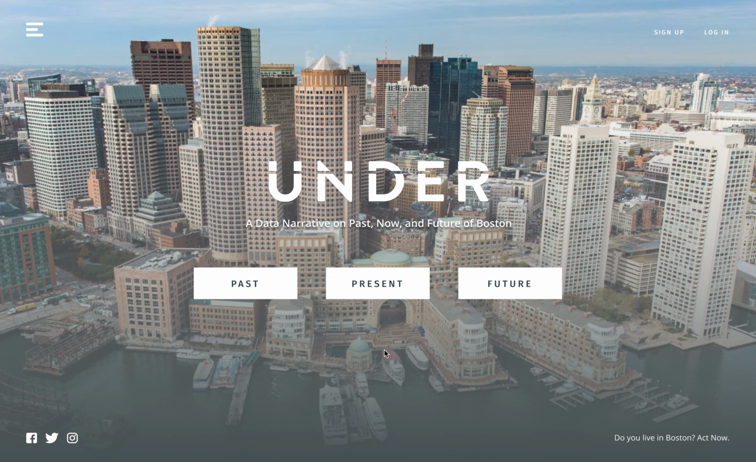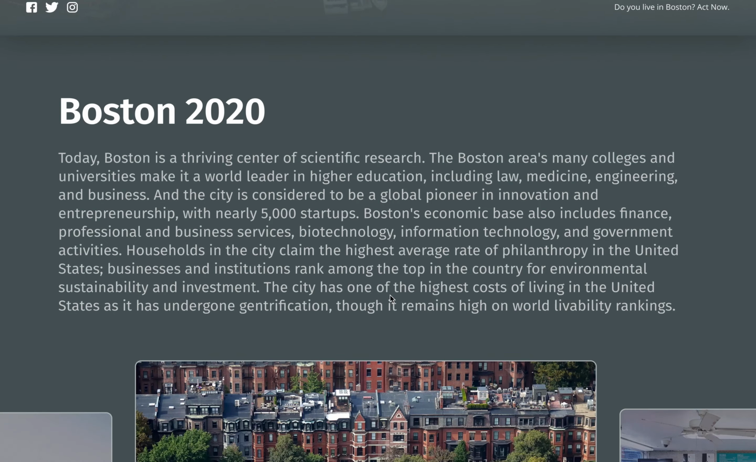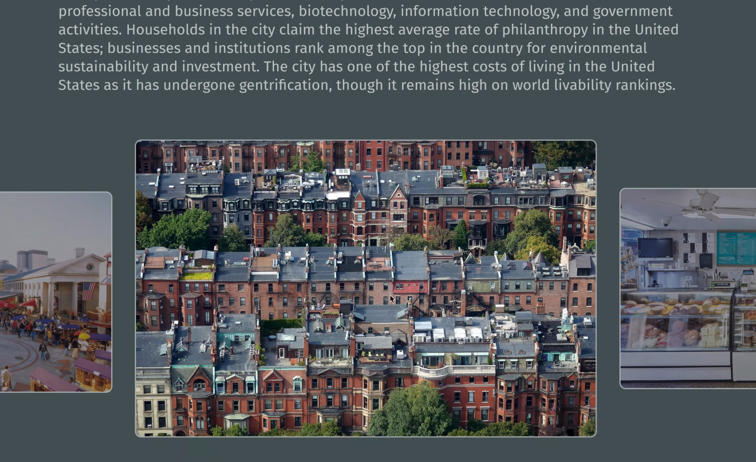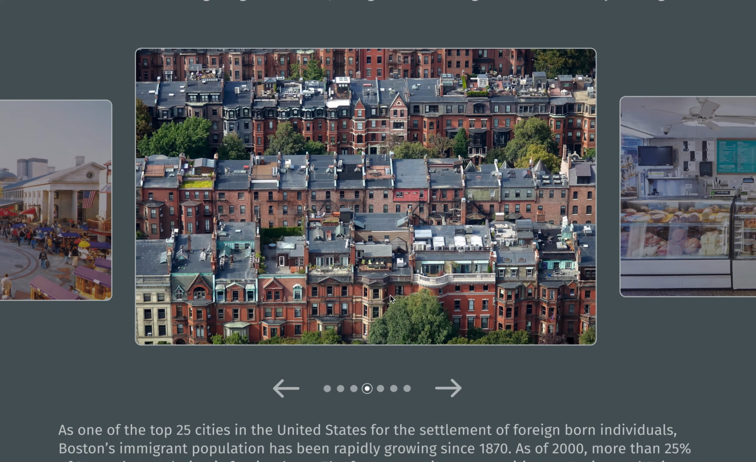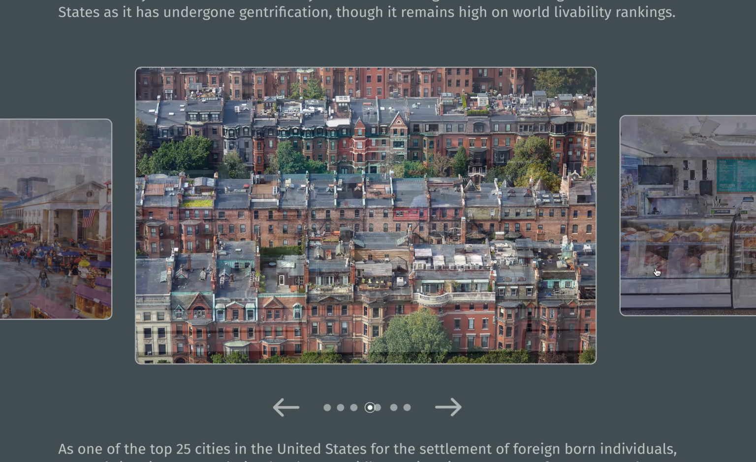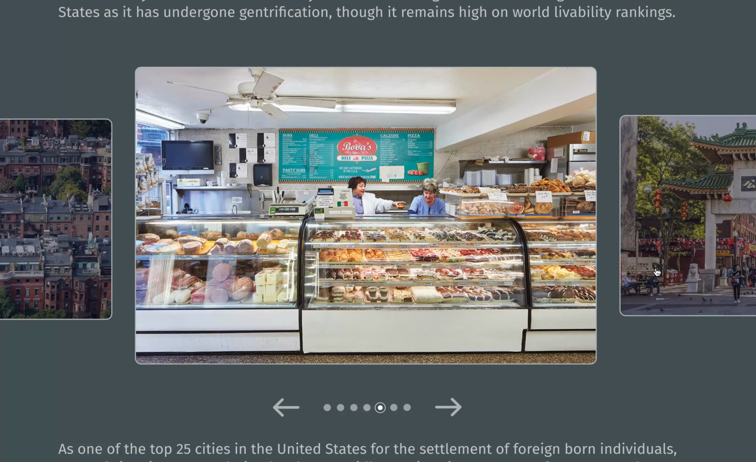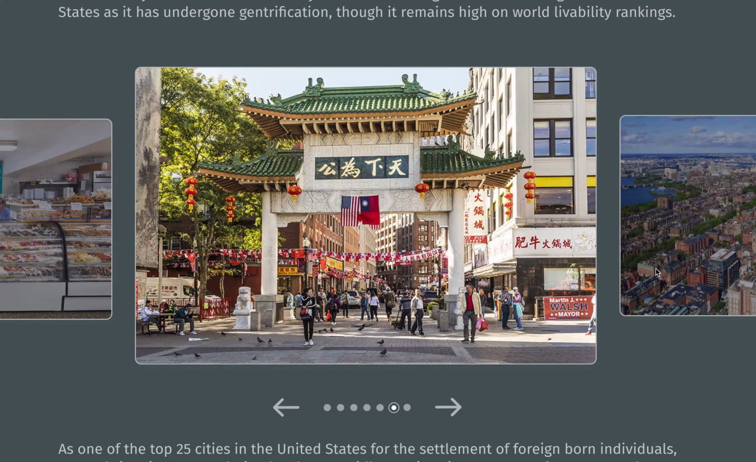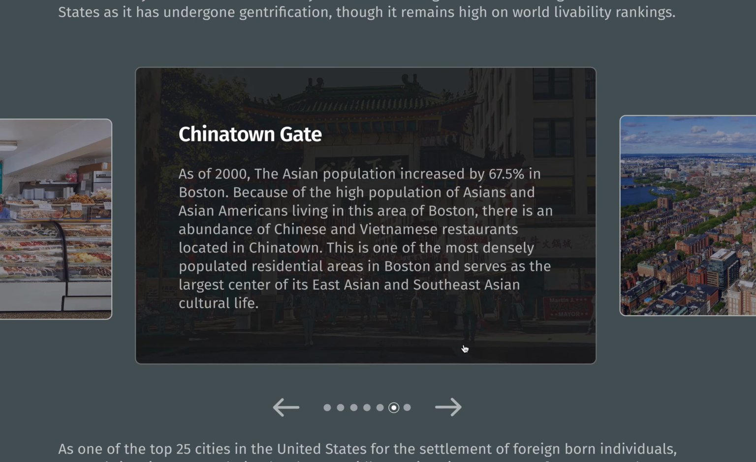After reading the history of Boston, let's explore what's happening in Boston today. Today, Boston is a world leader in higher education, including law, medicine, engineering, and business. As one of the top 25 cities in the United States for the settlement of foreign-born individuals, Boston's immigrant population has been rapidly growing since 1870. As you can see, by 2000, the Asian population in Boston increased by 67.5%.